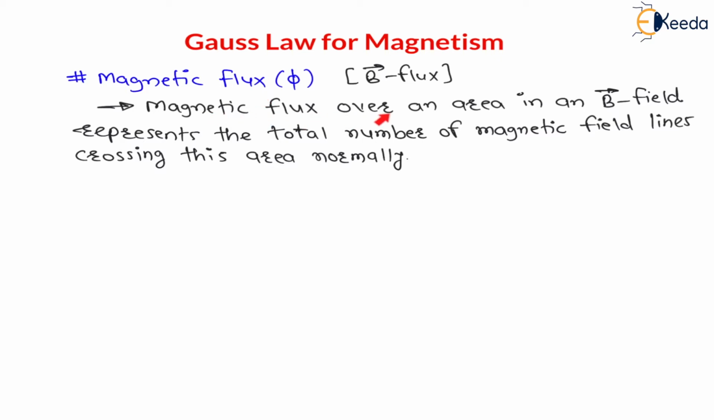See, magnetic flux over an area in a magnetic field represents the total number of magnetic field lines crossing this area normally. Now let us understand what they are trying to tell here. Let us say, my dear students, I consider any area like this. I am considering the area in the YZ plane. Here for the area, this coordinate is y, this coordinate is z, and let us say this area y into z is S. S is nothing but area y into z.